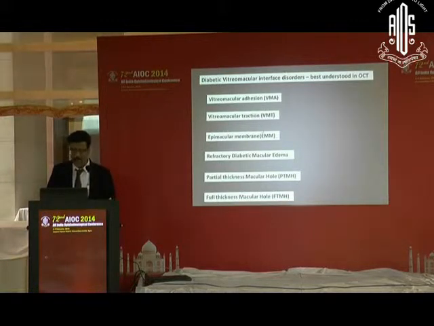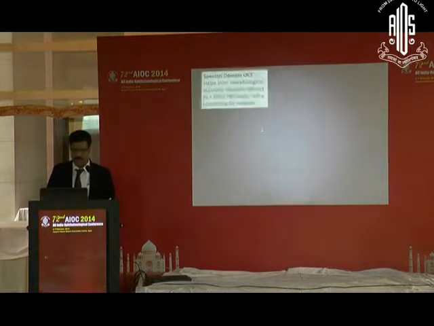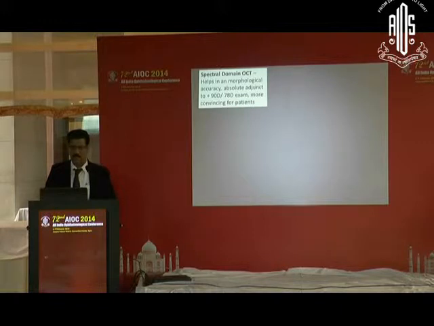Now, diabetic vitreomacular interface disorder is best understood in OCT; these are all the vitreomacular problems we deal with in our day-to-day practice. This is the spectral domain OCT. It helps in morphological accuracy, an absolute adjunct to the plus 90D or 70D exam. It's more convincing for the patient.